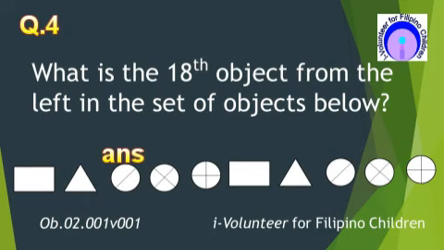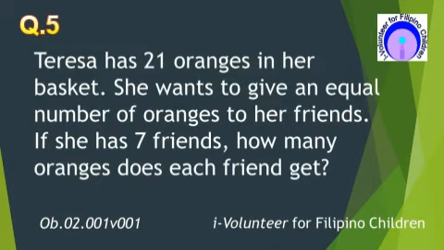Question number 5. Teresa has 21 oranges in her basket. She wants to give an equal number of oranges to her friends. If she has 7 friends, how many oranges does each friend get? The answer is 3.